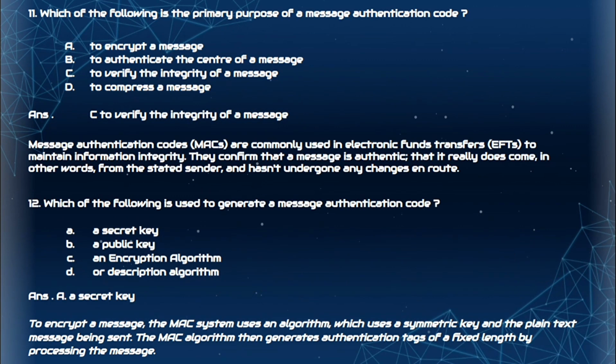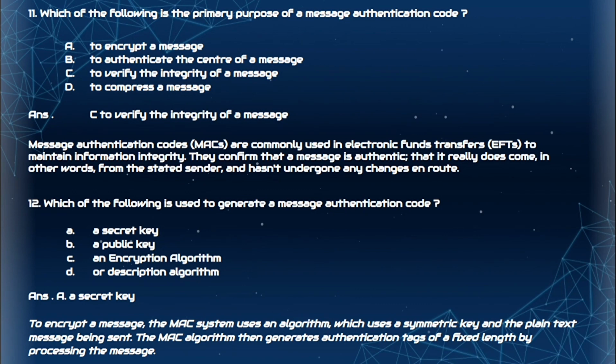Move to the next question. So question number 11 is, which of the following is the primary purpose of a message authentication code? So the answer is C, to verify the integrity of a message. Message authentication codes, that is MACs, are commonly used in electronic funds transfer, EFTs, to maintain information integrity. They confirm that a message is authentic, that is, it really does come from the stated sender and hasn't undergone any changes en route.